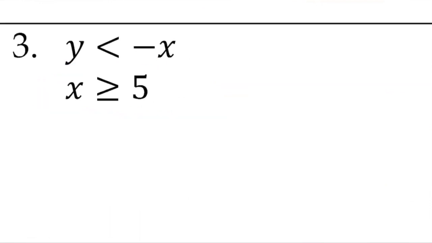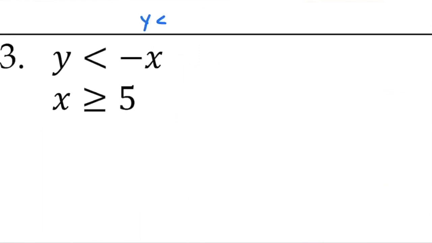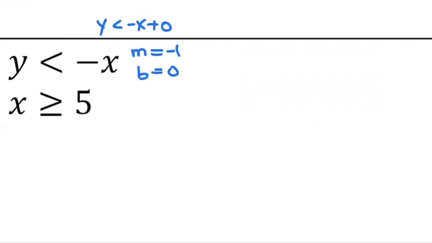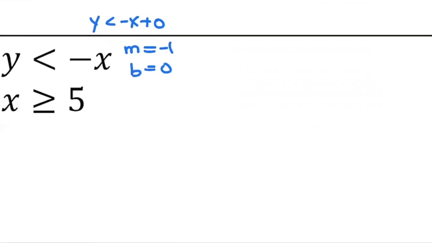All right, so this one is the same as writing y less than negative x plus 0. So our slope here is -1, and our b value is 0. Now, based on how it's written, that means our equation here with the inequality sign is going to be a dashed line. No, it's going to be dashed and it's going to be below.